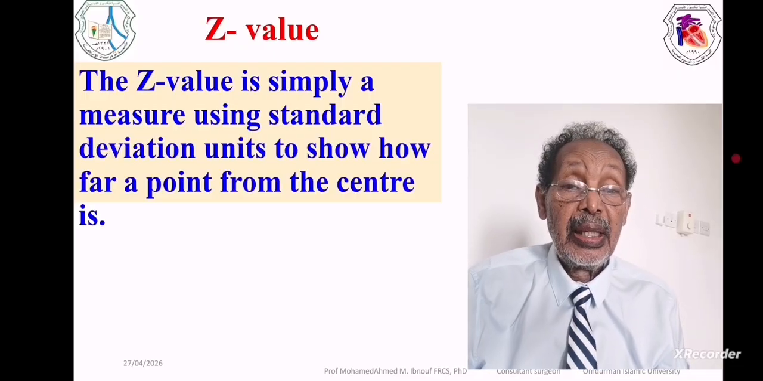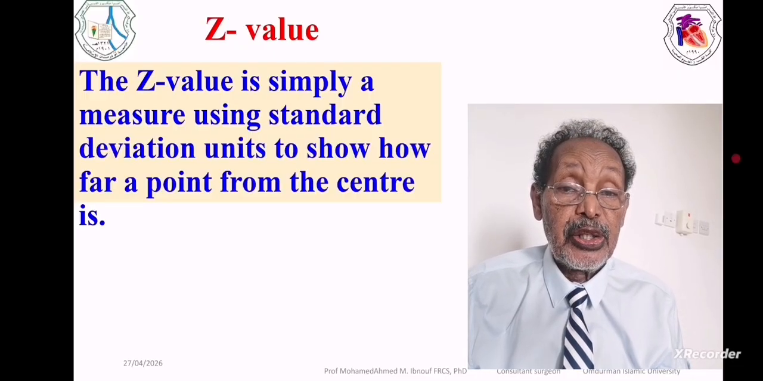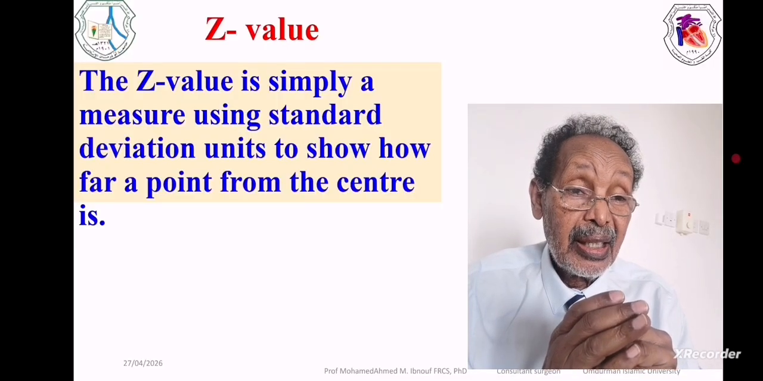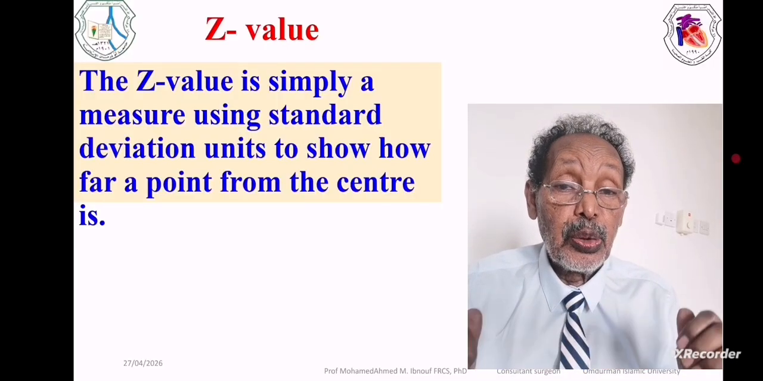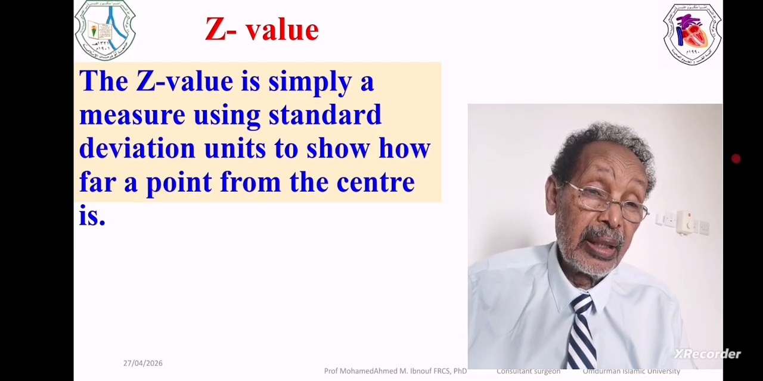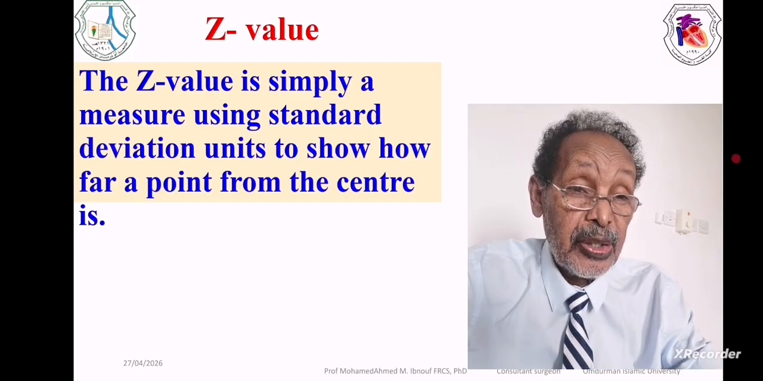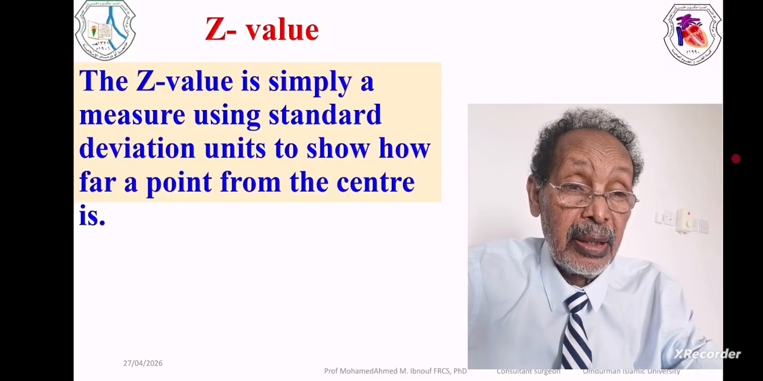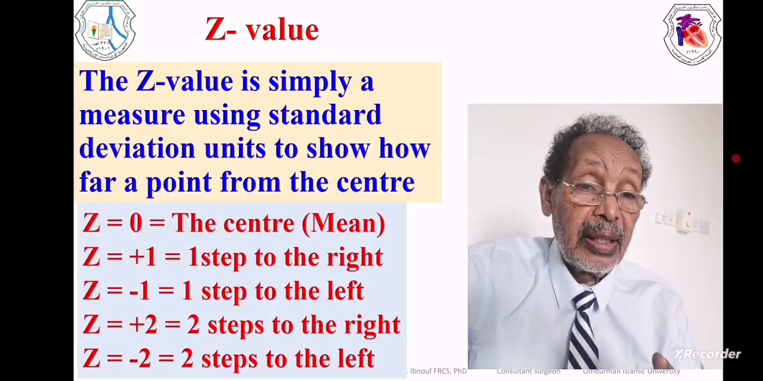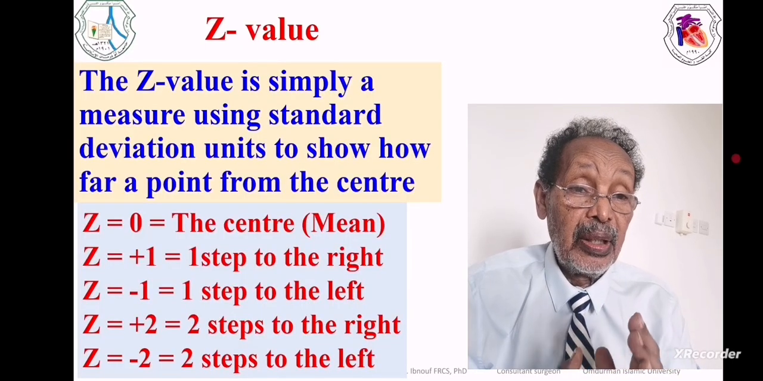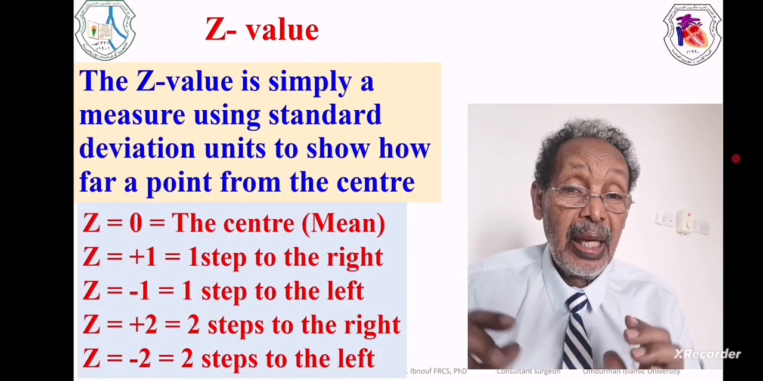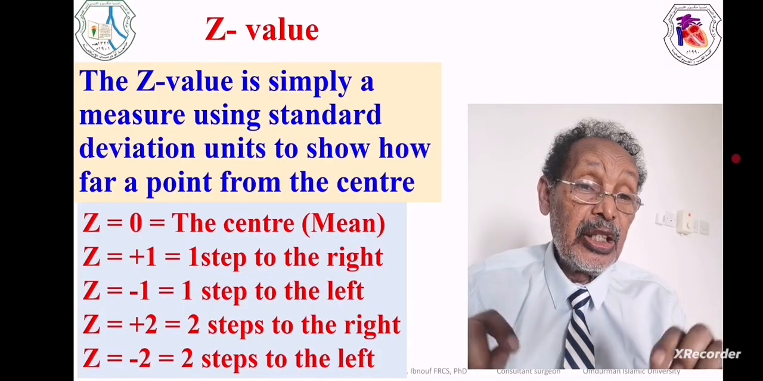So, the Z value is simply a measure using standard deviation units to show how far a point is from the center, from the mean. Now, at the center, at the 0 level, is the mean. The mean is there at the 0 level, and at this point, Z is equal to 0.